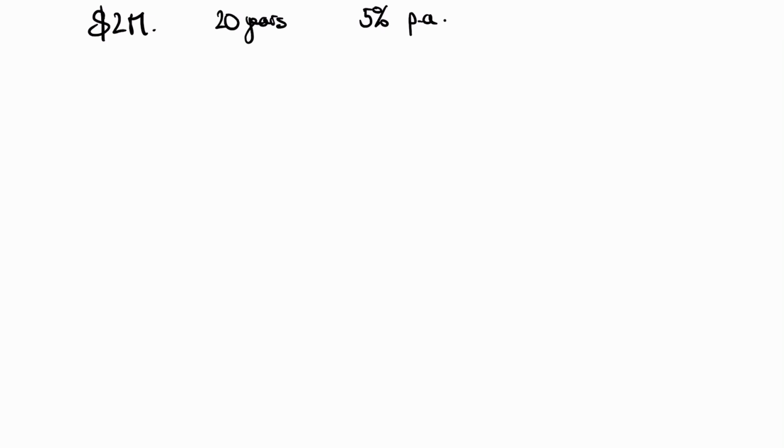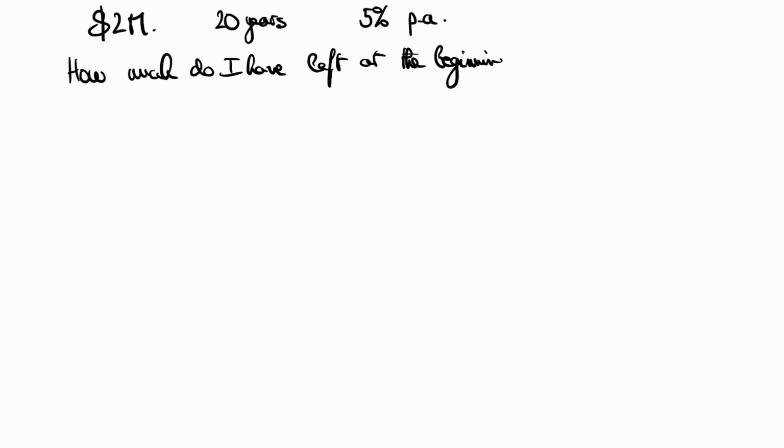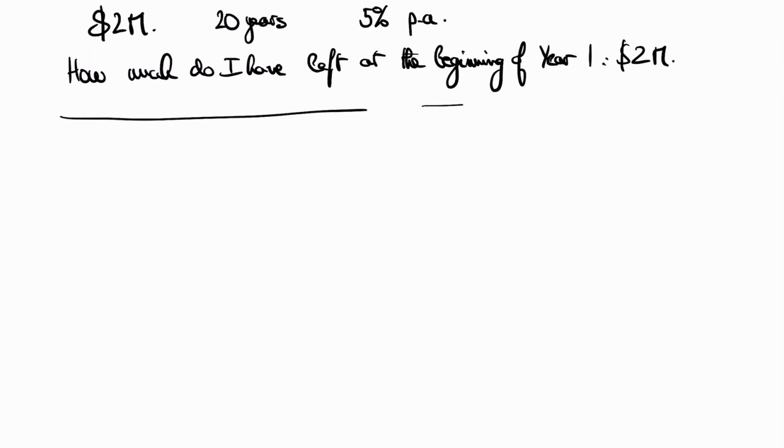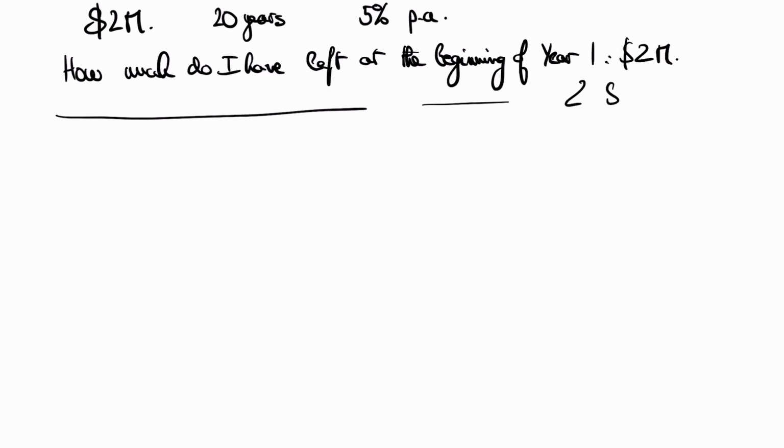So basically, okay, how much do I have left at the beginning of year 1? Well, easy, the $2 million. This I haven't withdrawn yet. Now, how much do I have left at the beginning of year 2? Let's call that L2. So I have $2 million.